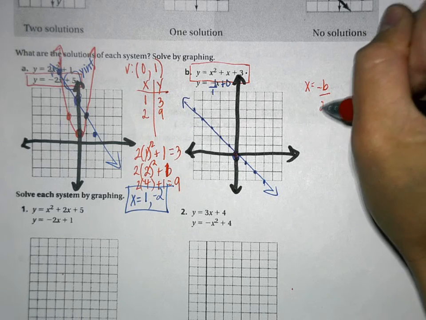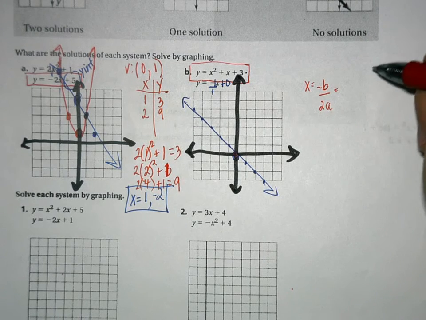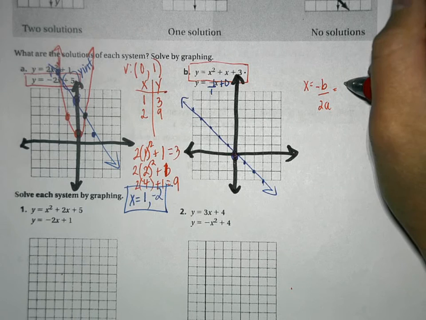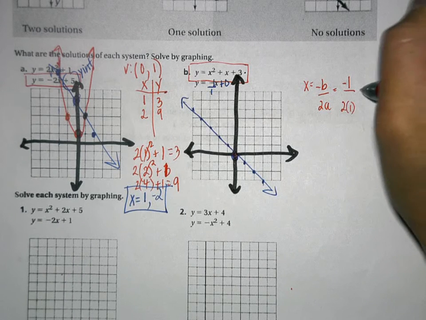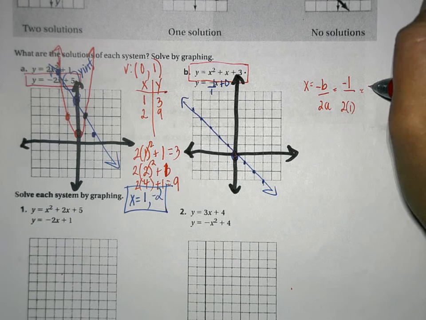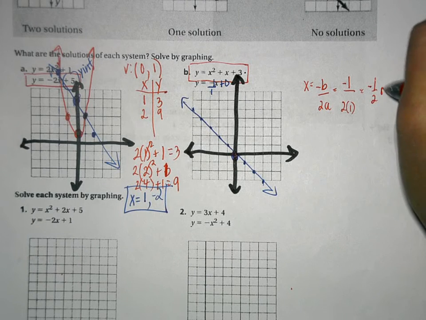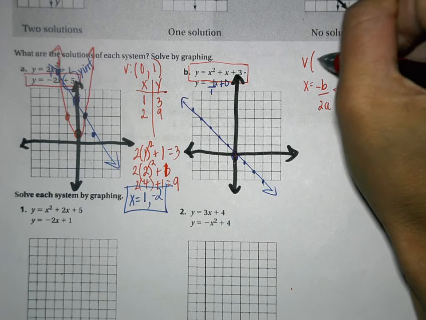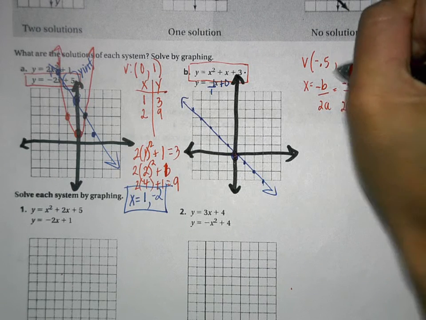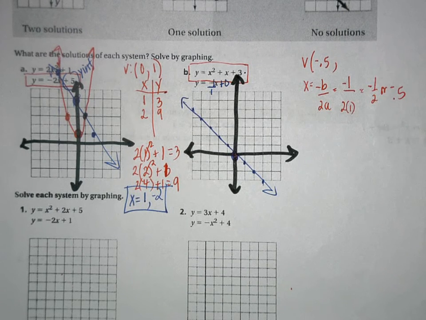-b over 2a. So -b would be -1 over 2 times 1. So we have -1/2, or we can write that as -0.5. Okay, so in terms of my vertex, it's at -0.5. And then what do I do in order to find the y value of the vertex?